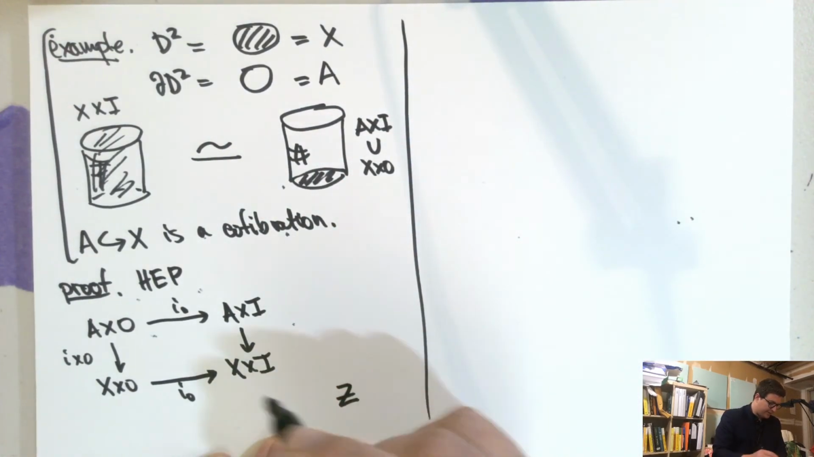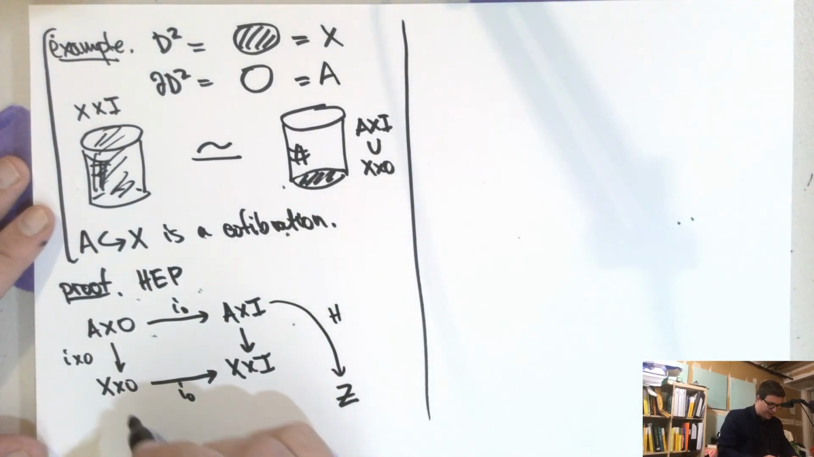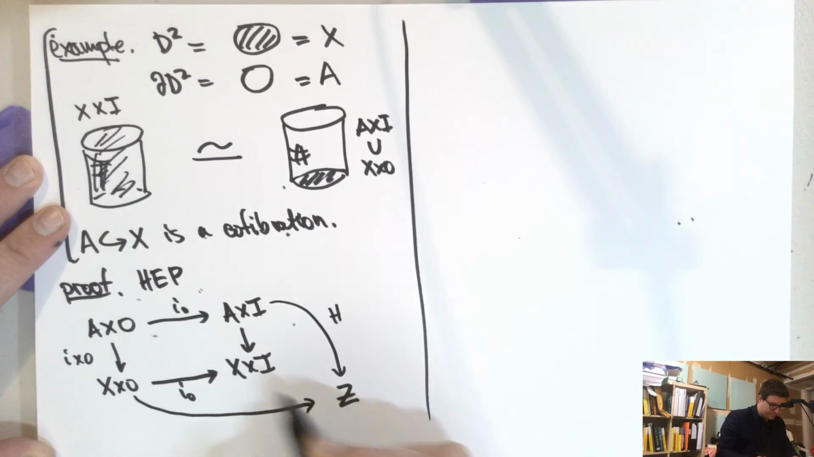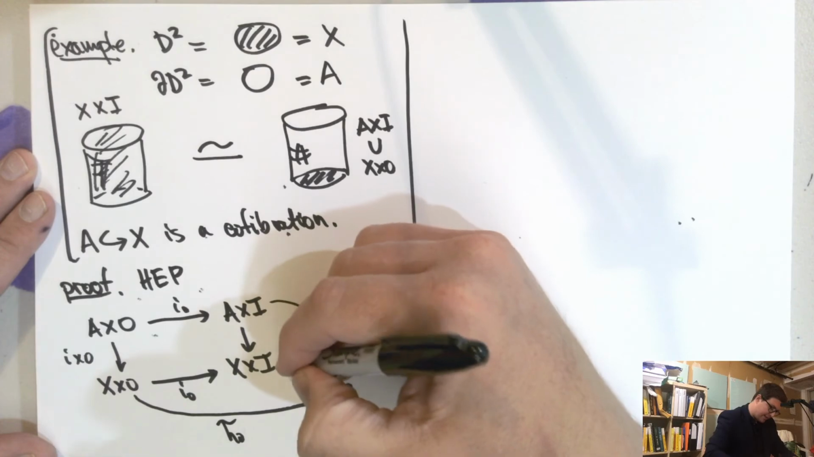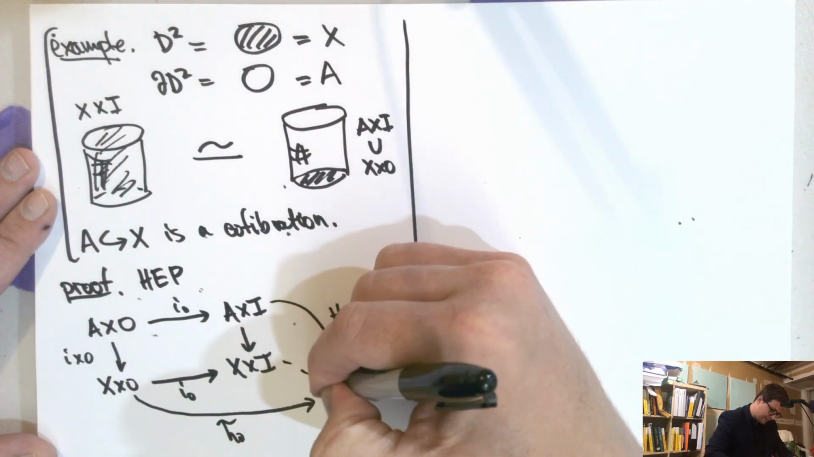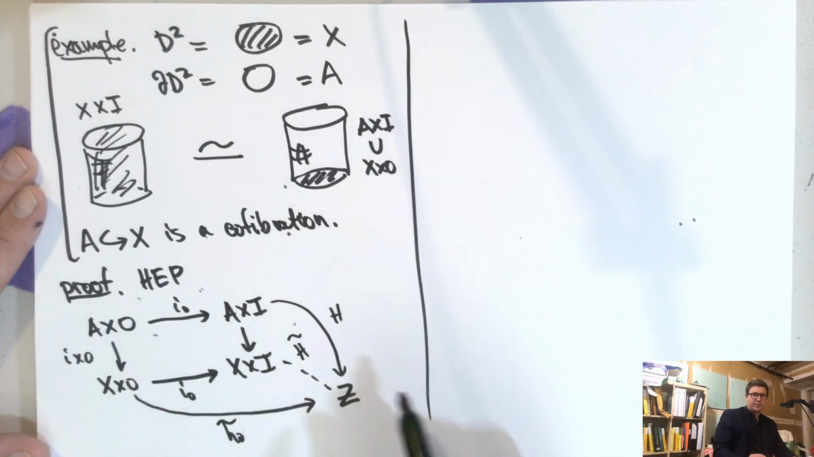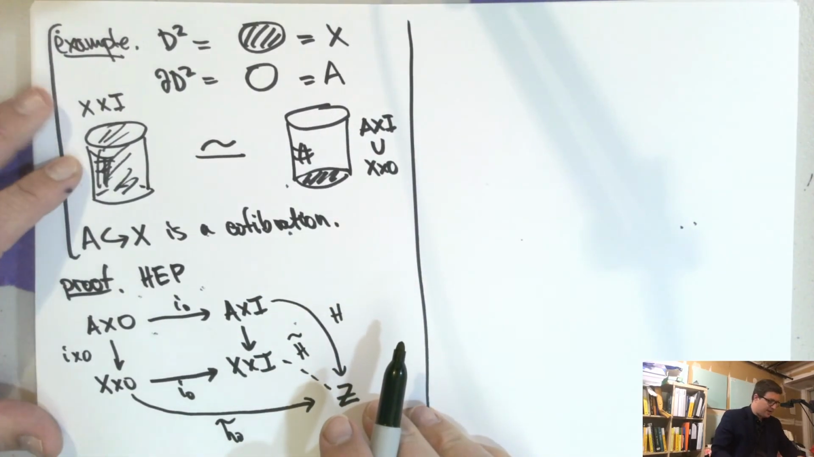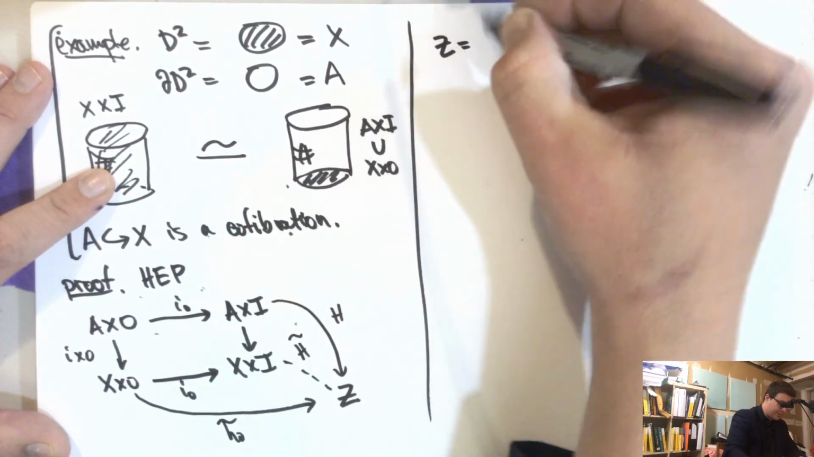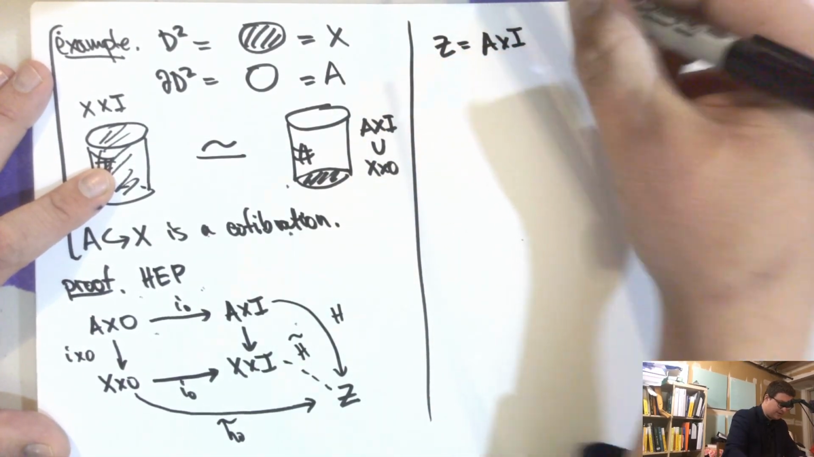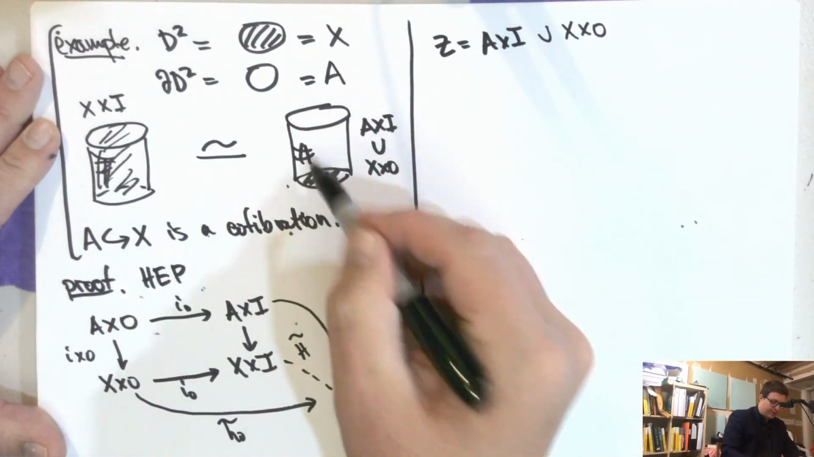So if we have a homotopy here, and we have this one here, like this, then we get this map here. For every H and seed, we get this homotopy extension. And so what we'll do is we take Z to be A cross I union X cross 0. So we'll take it to be this boundary piece.